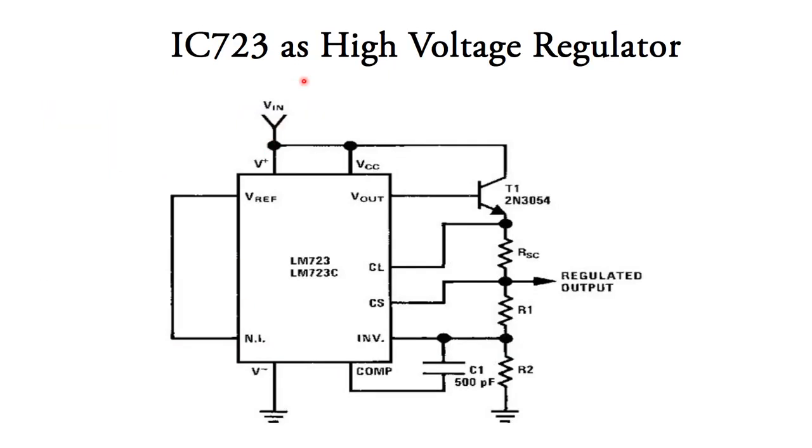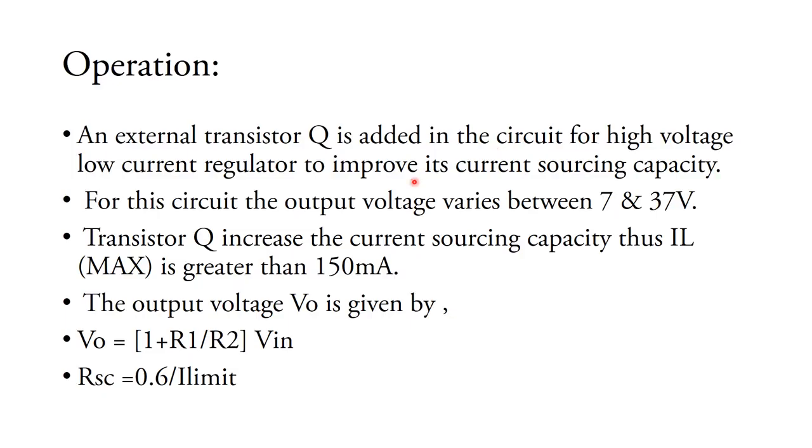The same IC723 can act as a high voltage regulator. It can generate up to 37 volt. Previously, low voltage was up to 7 volt. Here in this case, up to 37 volt can be obtained by using an external transistor. The transistor is used to improve its current sourcing capability. For this circuit, the output voltage varies between 7 and 37 volt. So V0 equals 1 plus R1 by R2 times V reference. This output voltage can be generated to a maximum of 37 volt, so it is called a high voltage regulator.